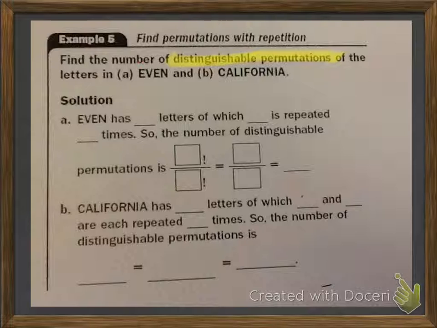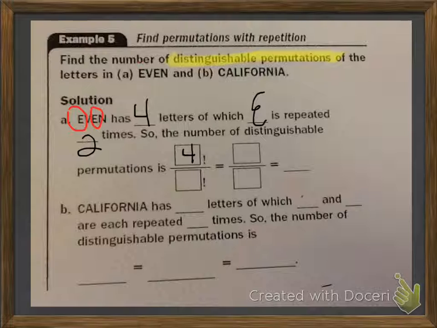So, let's fill in the blanks here. I know that the word even has 4 letters, of which the letter E is repeated 2 different times. I have 2 E's in the word even. Okay? So my number of distinguishable permutations, I'm going to start out with the top here. Since I have 4 letters, my n factorial on the top is going to be 4 factorial.